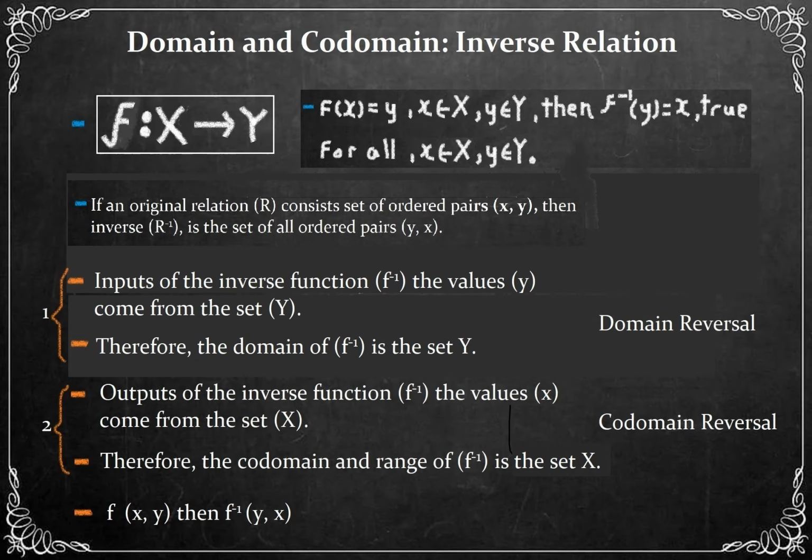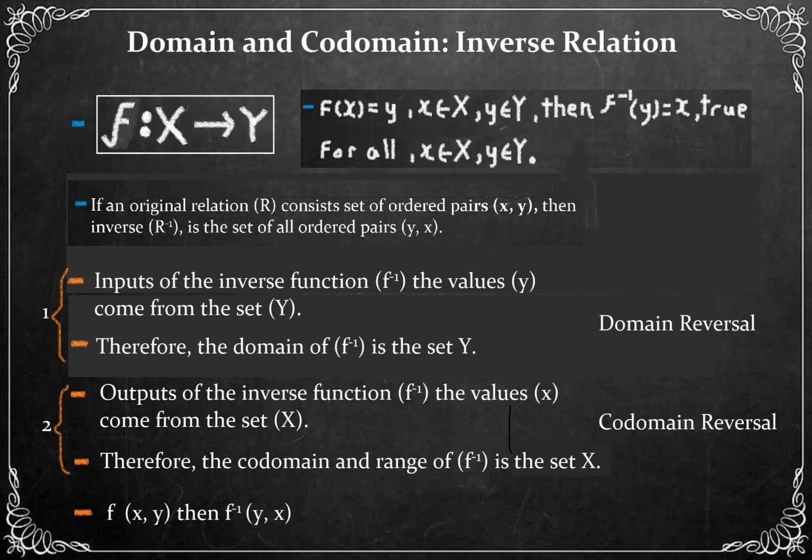Now consider the second pair of orange bullets. The outputs of the inverse function f inverse are the values x that come from the set capital X. Therefore, the codomain and range of f inverse is the set X. This is exactly the domain of the original function f. Together, they describe the codomain reversal. Last orange bullet. Essentially, the inverse function f inverse simply reverses the mapping of the ordered pairs x and y, which necessitates the swapping of the entire domain and codomain.